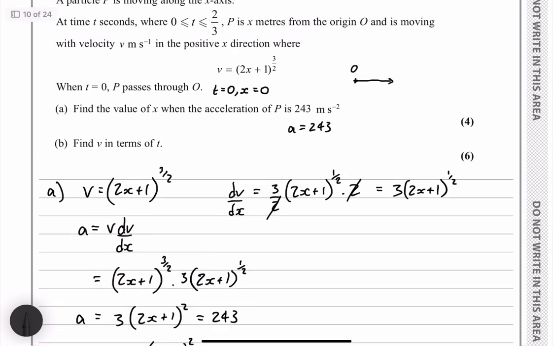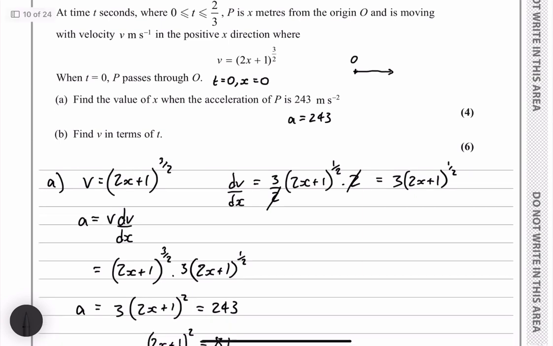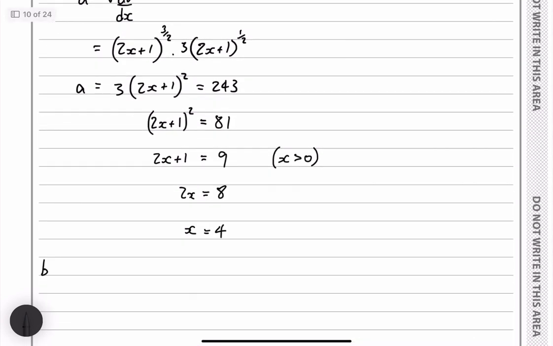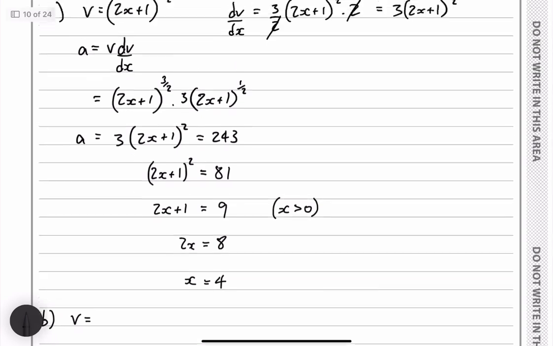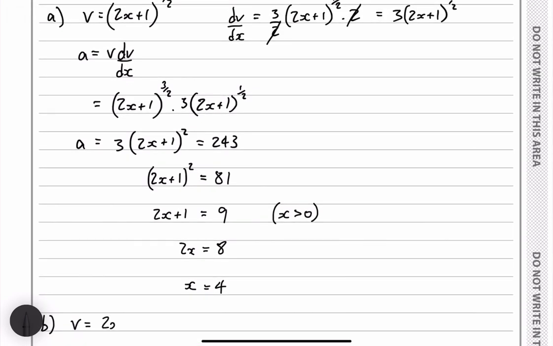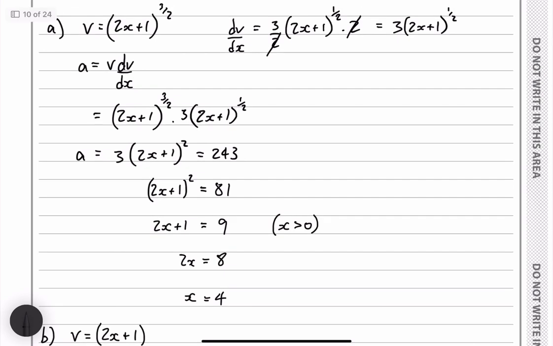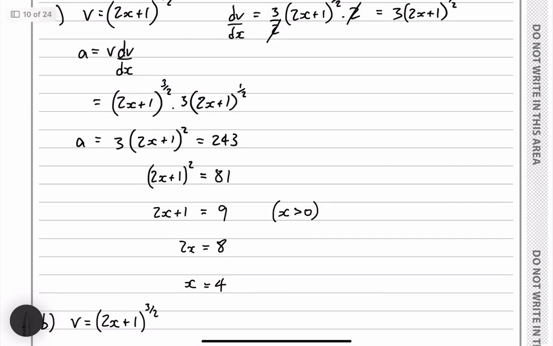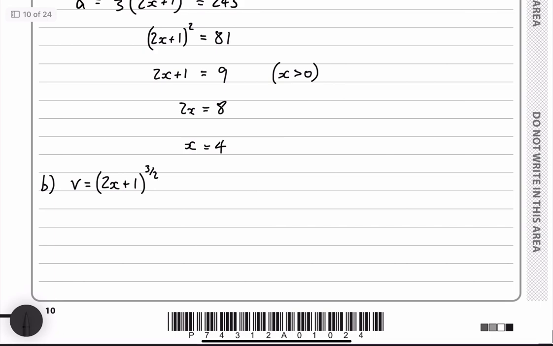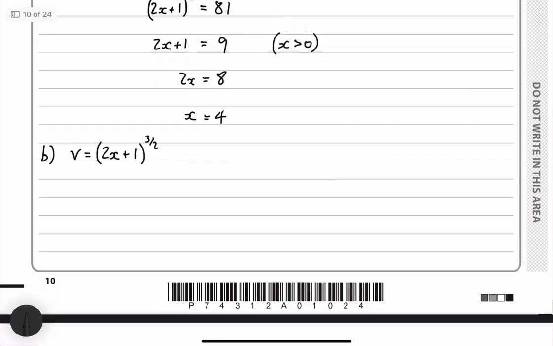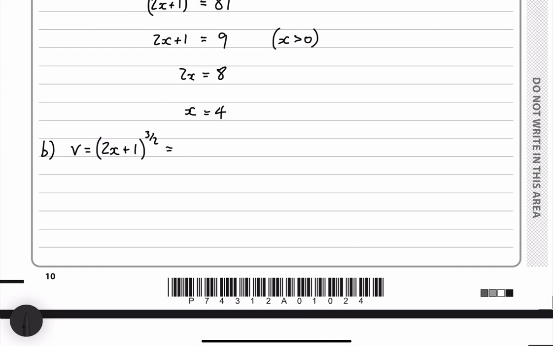Part B, find v in terms of t. So we know v is equal to the thing at the top of the screen, (2x plus 1) to the 3 over 2. But we don't know v in terms of t, and that's what the question wants us to find. To do this, what I'm going to do is integrate by separating the variables to find x in terms of t, and then differentiate again with respect to t to find v in terms of t.